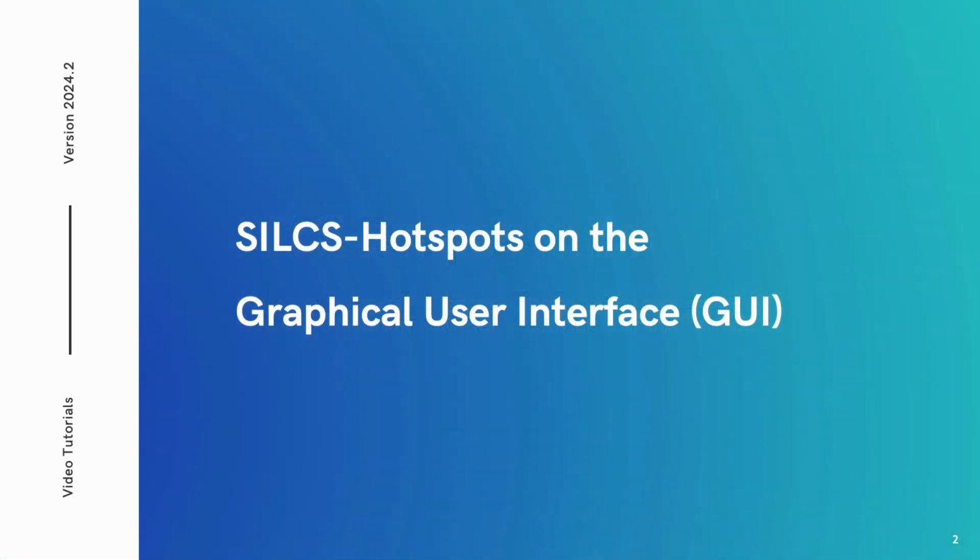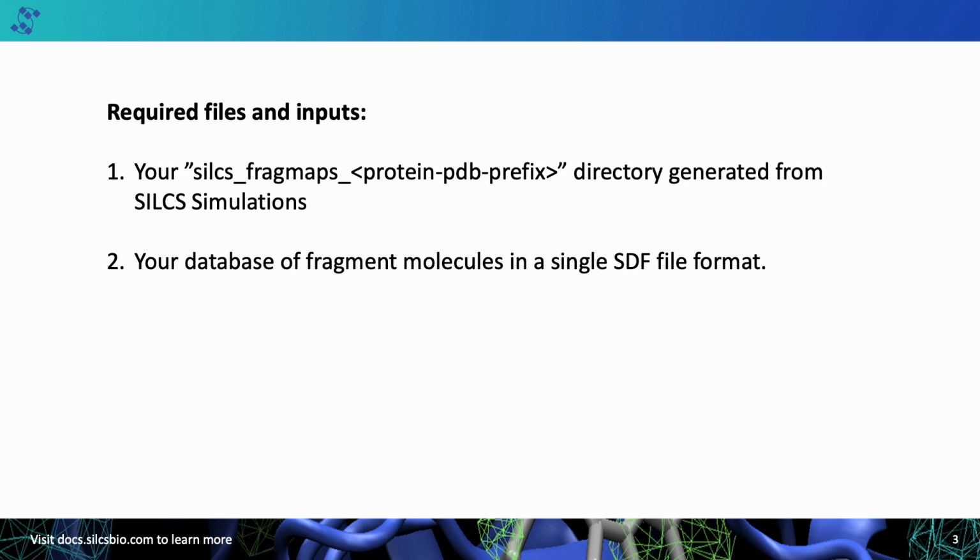In this video, we will go over how to identify binding sites with SILCS-Hotspots calculations using the graphical user interface. For this tutorial, you will need your directory with SILCS FragMaps for the target that you should have generated using the SILCS simulations module. Additionally, you'll need a database of fragments or ligand molecules in STF file format that you'll be using for calculating the hotspots with.